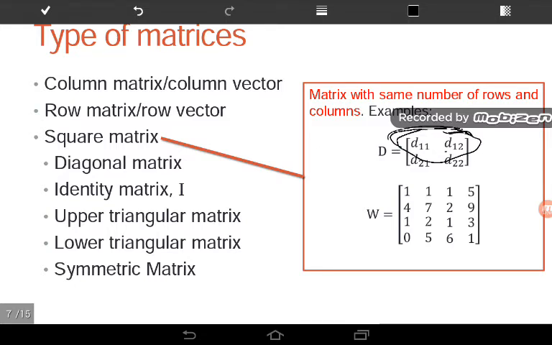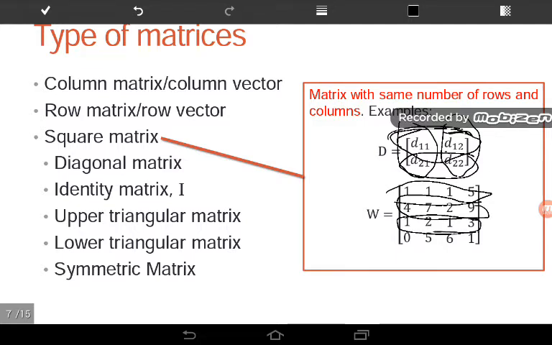Okay, so two rows and 2 columns. Matrix W, we have 4 rows, 1, 2, 3, 4, and 4 columns, 1, 2, 3, and 4. Okay, so the number of rows and columns are the same.